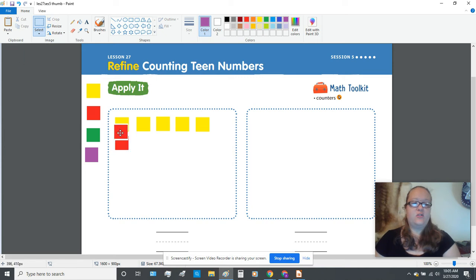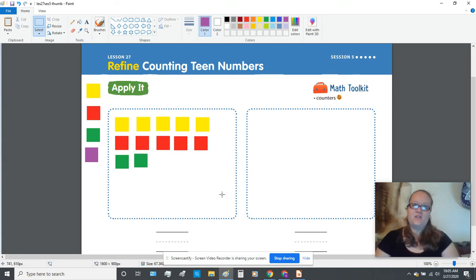Okay. Now the goal of making a teen number is to start with a group of 10. So I'm going to use all 5 yellows and all 5 reds because 5 and 5 makes 10. Now I'm going to put some extras, okay? I want you to watch and follow along with how many extras I put in, okay? So this is what our first problem should look like. A group of 10 made up of our yellow and red blocks and some extras.